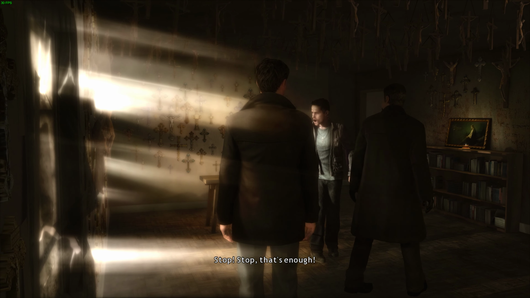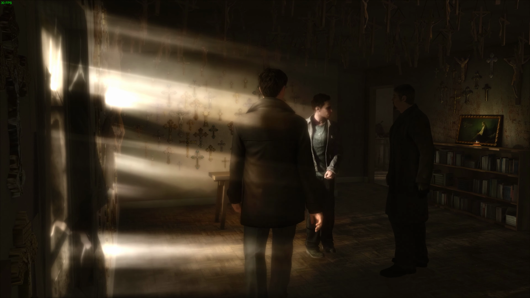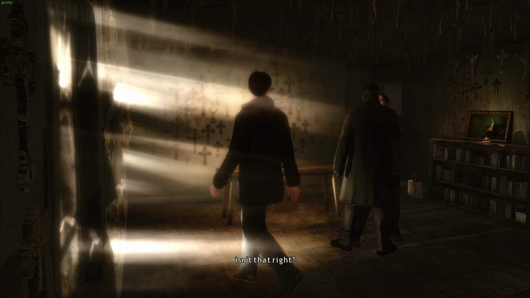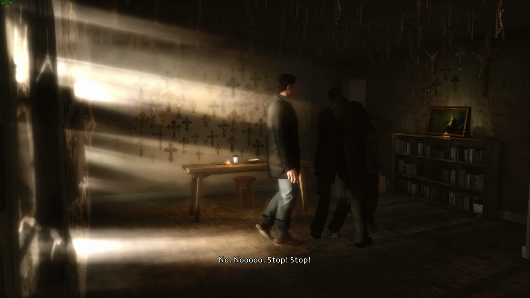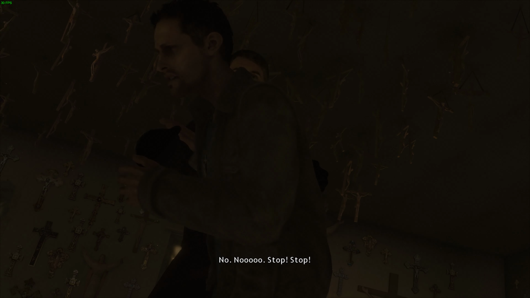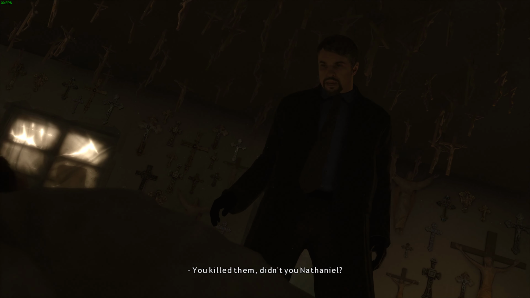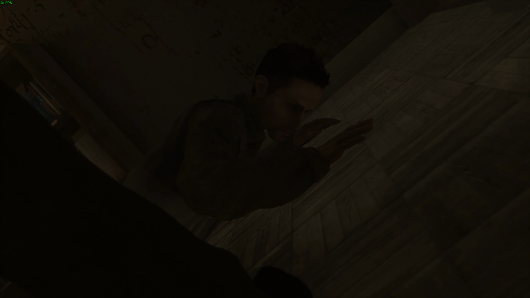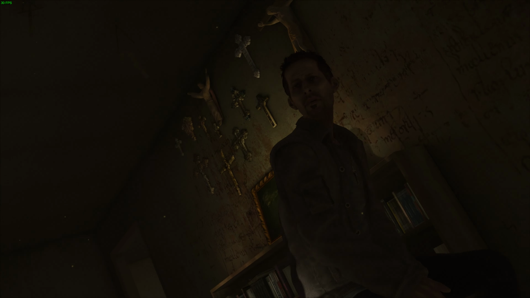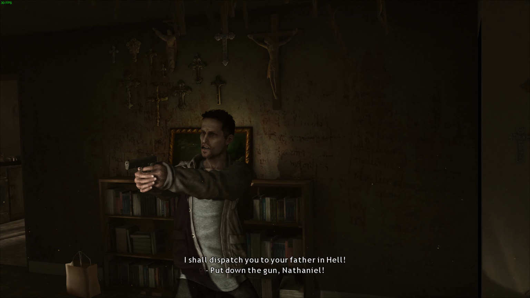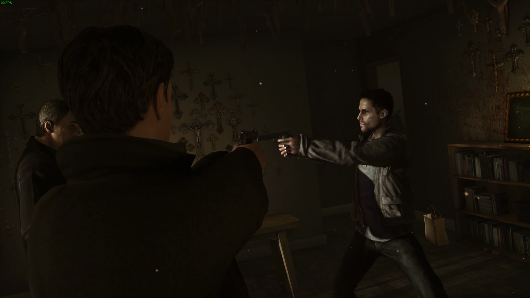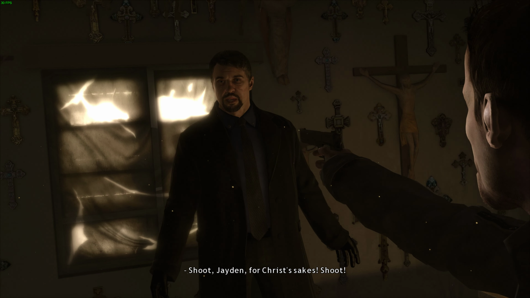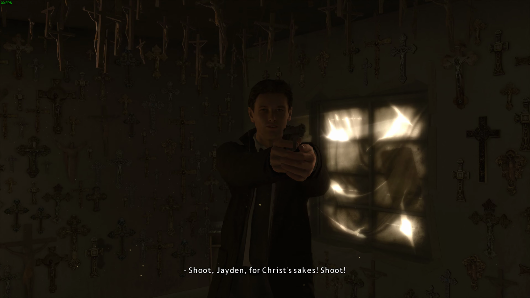Stop! Stop! That's enough! So you obeyed them to make them stop. You took that boy with you and you drowned him. Isn't that right? No! Stop! Stop! You killed them, didn't you, Nathaniel? Are you gonna confess, you bastard? You are the Antichrist. Put down the gun, Nathaniel. I shall dispatch you to your father in hell. He is the son of Satan. He was sent to earth to destroy us. For Christ's sake, shoot!